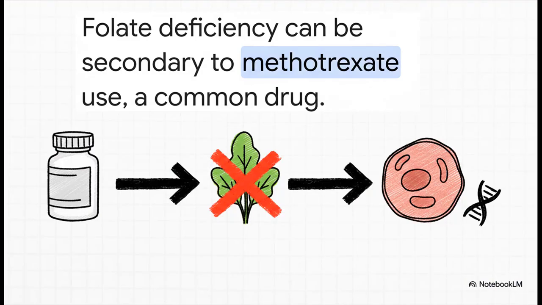And here's a perfect real-world scenario that illustrates this. Methotrexate, a drug you see all the time in rheumatology and oncology, works by interfering with folate metabolism. So as a direct consequence, it can cause a megaloblastic macrocytic anemia. This is one of those classic associations you just have to know for your exams.